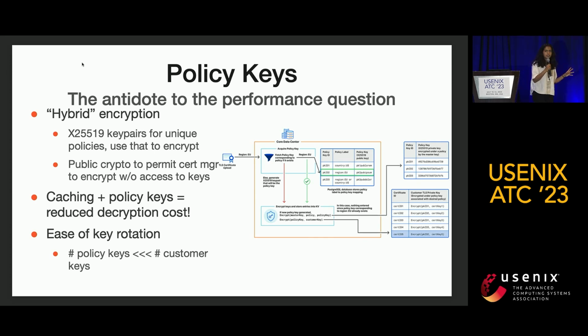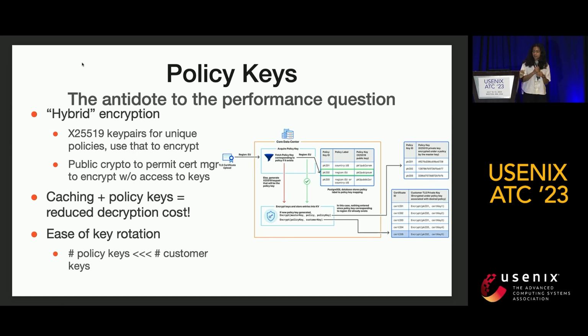That's because public key crypto is just significantly slower than symmetric crypto. So we're doing a similar thing here where we're using elliptic curve key pairs, which are not symmetric keys, but they're still really, really fast. We have a one-to-one mapping between these policy keys per unique policy, and that's what we use to encrypt all the customer keys that have the same policy. The reason that we don't go with something like a symmetric key is because we want to maintain the property of having public crypto because it allows the certificate manager to encrypt without having to access keys. And so by combining it with caching and policy keys, we're able to reduce decryption cost.